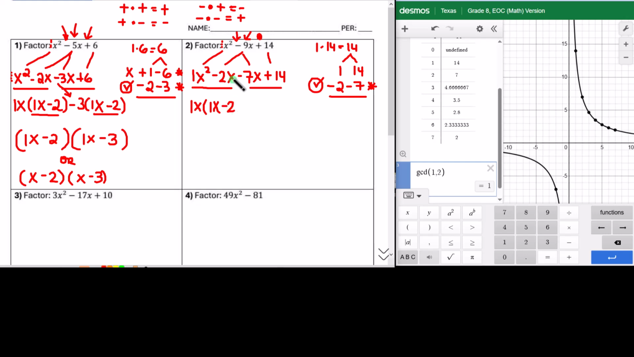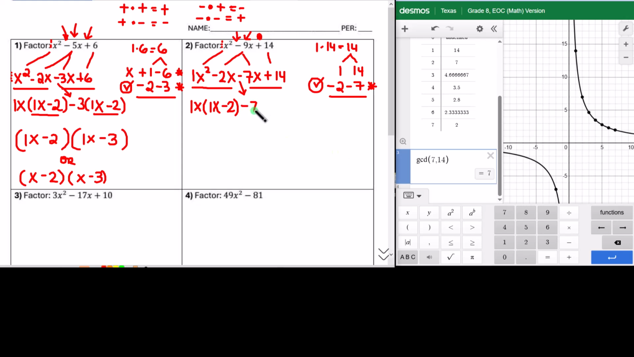I have 1x, 1 is being removed, so I'm left with just 2. Then I bring down that sign in the middle, which is a negative, and then I do GCD between 7 and 14. I can just hover over here and cover the 1 and 2 that I had from the previous GCD, and I write the new numbers 7, 14, and the calculator tells me that the GCD is 7.